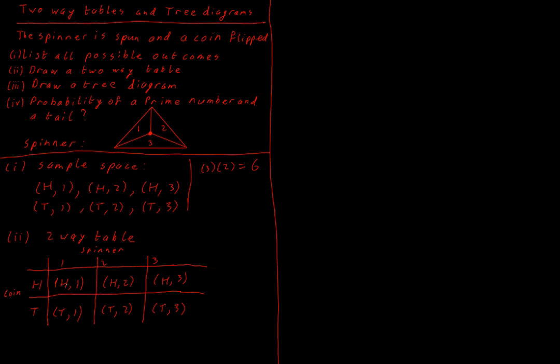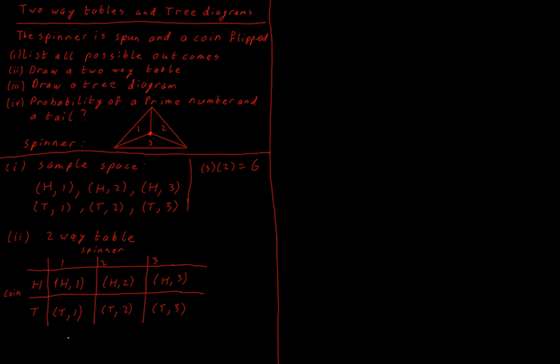Now I can see that I have ended up with exactly the same thing as I did for my sample space, but because I have this structure around me, I'm very unlikely to make a mistake. I can see that all of my boxes have to get filled in with all of my different possible outcomes. So the two-way table is an excellent way of guaranteeing we don't miss out any possible outcomes.